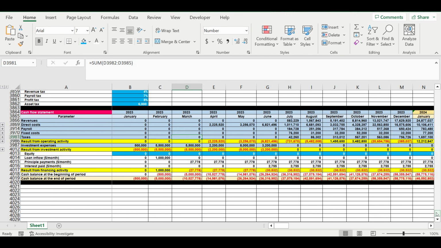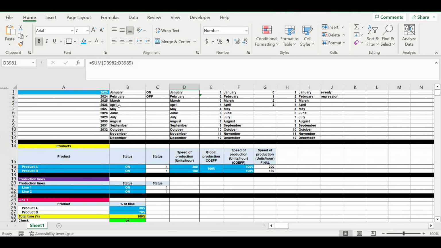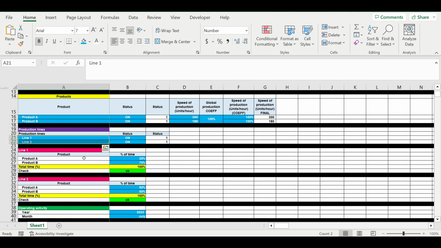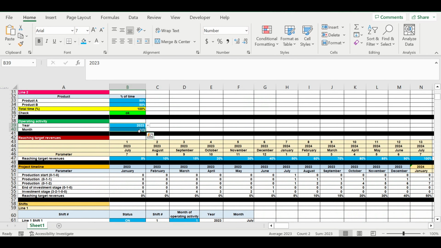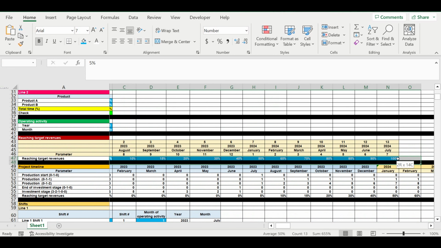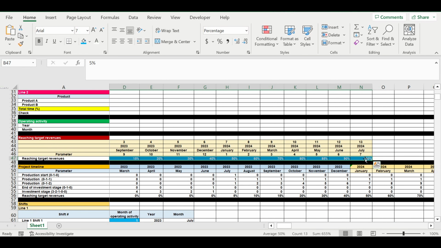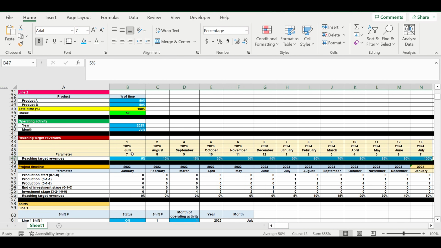So first of all, let's briefly run through the model that we already created. During previous tutorials we were creating product A and product B. We have two manufacturing lines. We can allocate the time for producing product A and product B inside each line. Then we specify when we start operating activity. Then we specify how fast we are reaching the target revenues from the moment when we start operating activity.